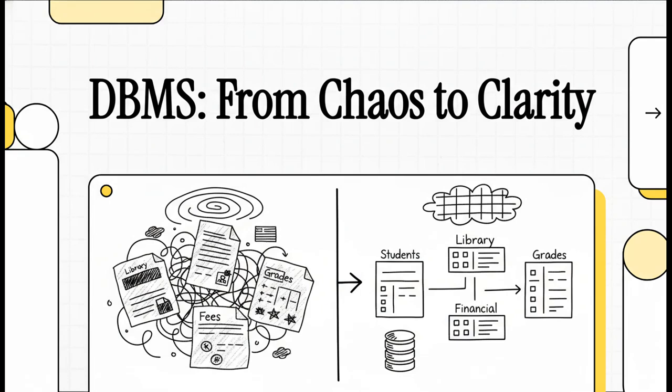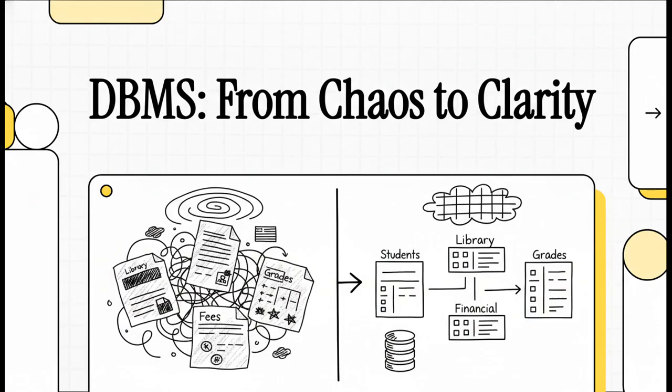Have you ever tried to manage a huge project with just a bunch of text files or spreadsheets? Imagine trying to track thousands of student records. You've got one file in the library for books, another in the accounts office for fees, and a third one with the teachers for grades. It turns into a total nightmare, right? You get duplicate data, inconsistencies, just pure chaos.